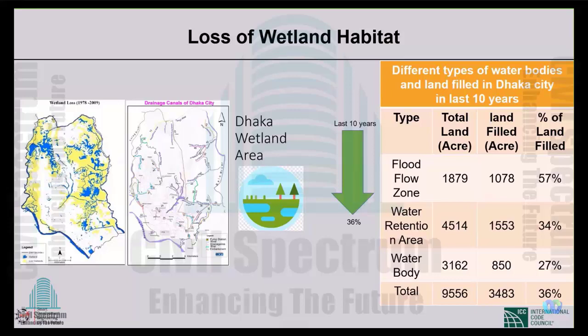If you look at the left side, the blue is the current wetlands, and the yellow was the wetlands 20 years back. A substantial reduction, 38% of wetlands have been lost. Imagine what is happening here in Dhaka city.